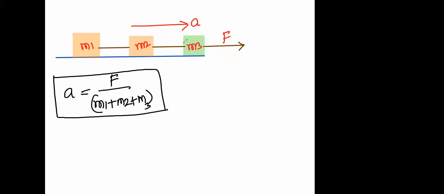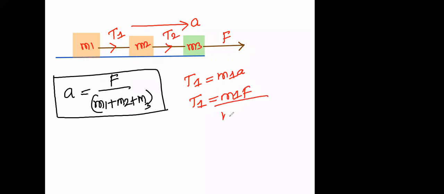Then tension will be there. In the first block, tension is taken as T1, and in the second block, tension is taken as T2. T1, T2 are the tensions. So T1 is equal to M1A. Otherwise, on substituting the value of acceleration here, we'll get tension T1 is equal to M1F divided by M1 plus M2 plus M3.